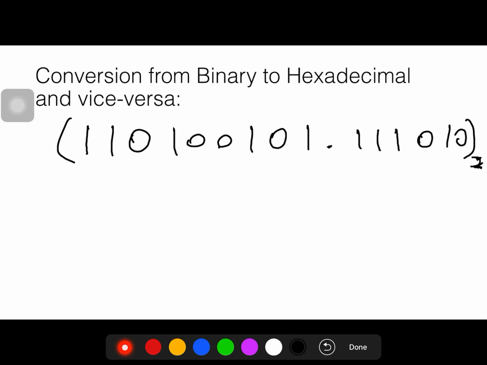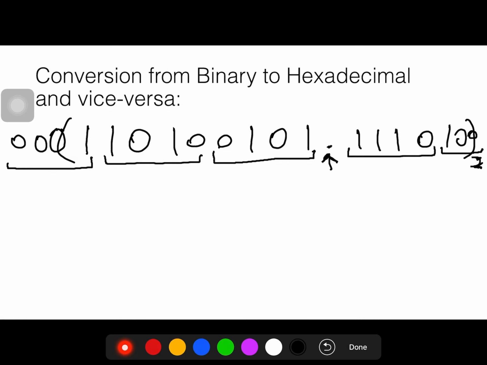In case of octal, we made groups of 3 digits. Now in case of hexadecimal, we will start grouping from the decimal point and make groups of 4 digits on either side. Here we are left with only one digit. We prefix this digit with 3 zeros, and here we are left with 2 digits. We suffix these 2 digits with 2 additional zeros. Now what is this number? It is 1. This number, 8 and 2, is 10, which is A.